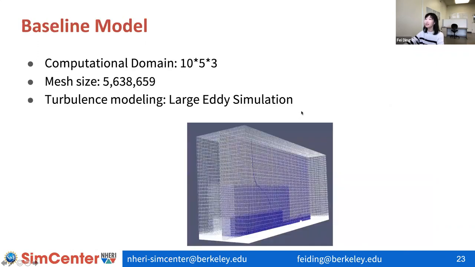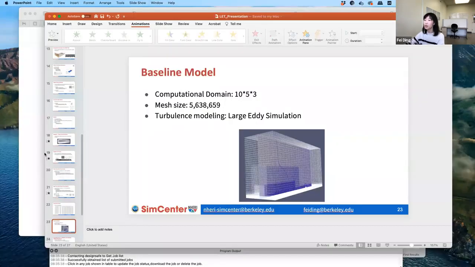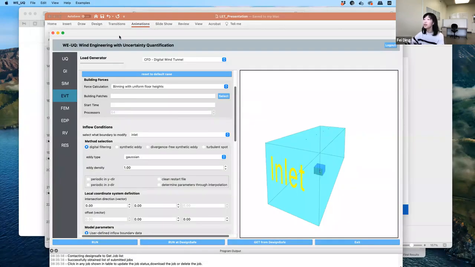So in this case, we have a baseline model for the empty domain analysis, using snappyHexMesh to generate the mesh in the computational domain. And we use large eddy simulations to generate the simulation results. The mesh size is around 5 million. So I will show how to upload the wind tunnel data through the WEUQ.